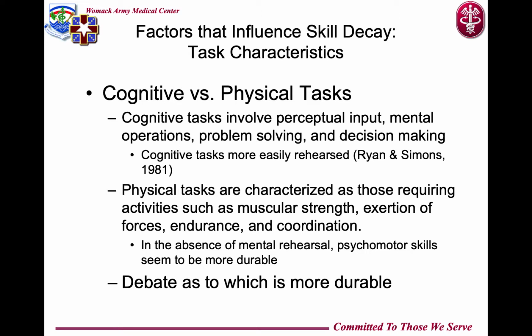Cognitive tasks involve perceptual input, mental operations, problem solving and decision making. Alternatively, physical tasks are characterized as those requiring activities such as muscular strength, exertion of forces, endurance, and coordination. Now, it's argued that cognitive skills should be better retained because they more readily lend themselves to mental practice. In other words, cognitive rehearsal of a task in the absence of overt physical movement. And this diminishes the amount of skill loss.